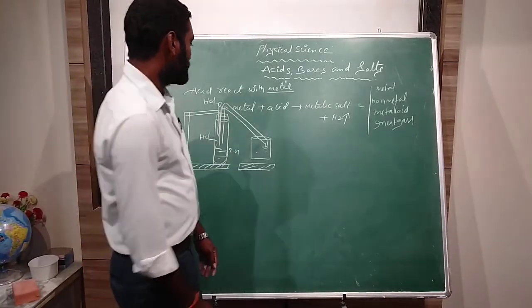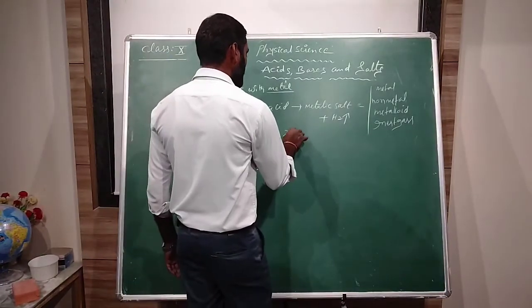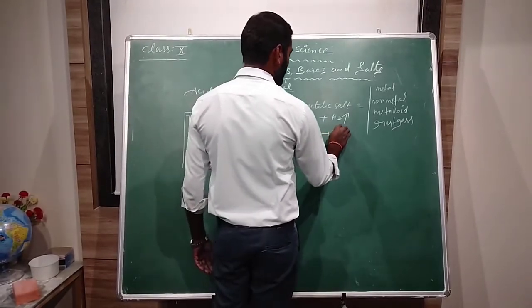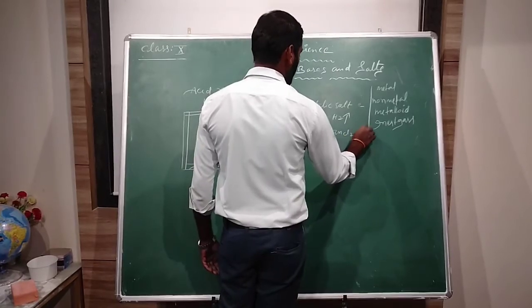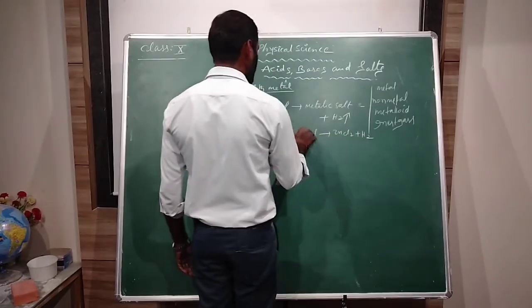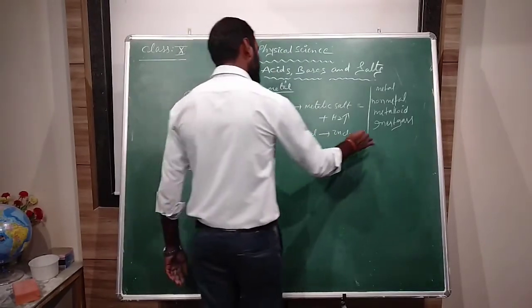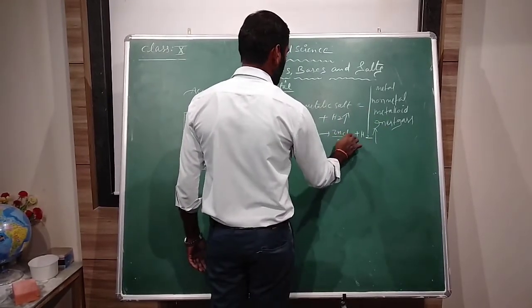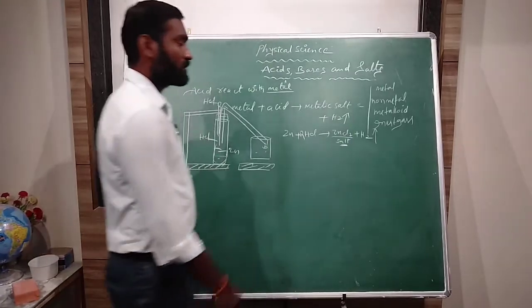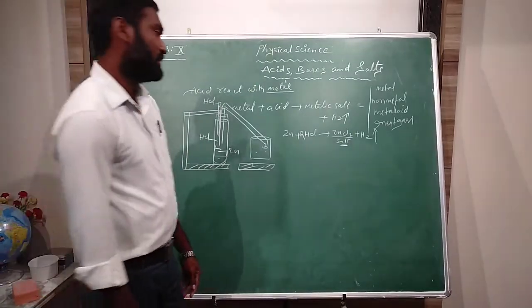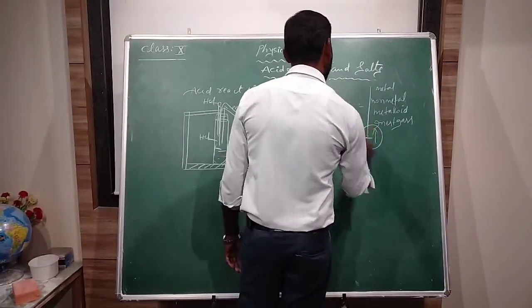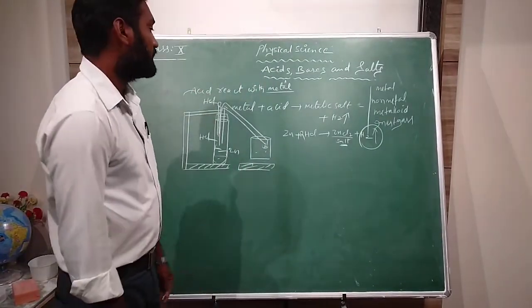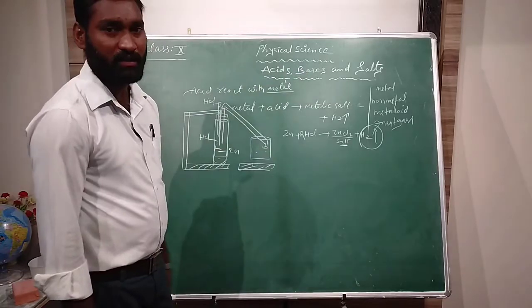So what happens? The zinc is a metal plus HCl is an acid. They form ZnCl2 plus H2. H2 gas is released. So it is a salt: zinc chloride plus hydrogen gas released. So any metal which reacts with an acid releases hydrogen gas.